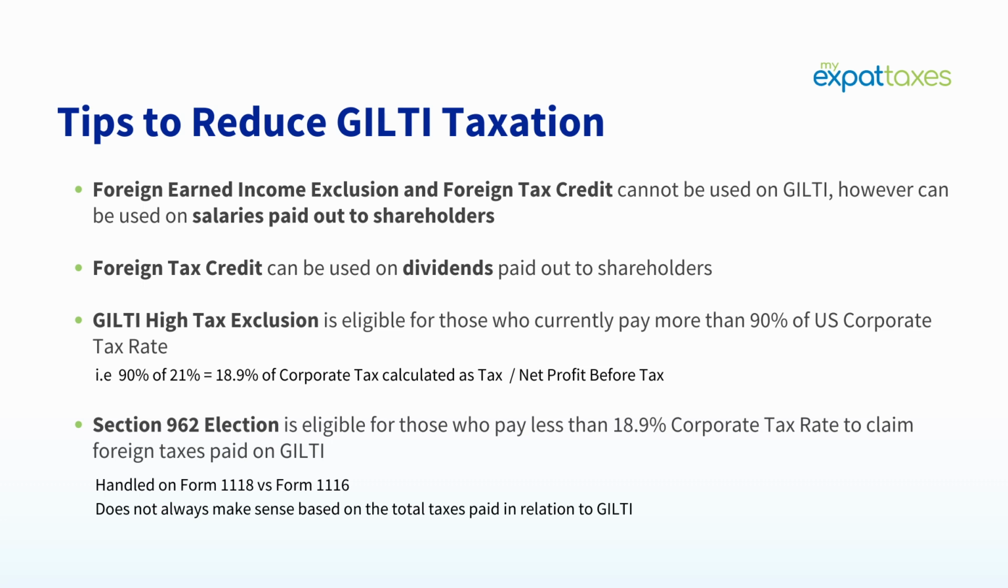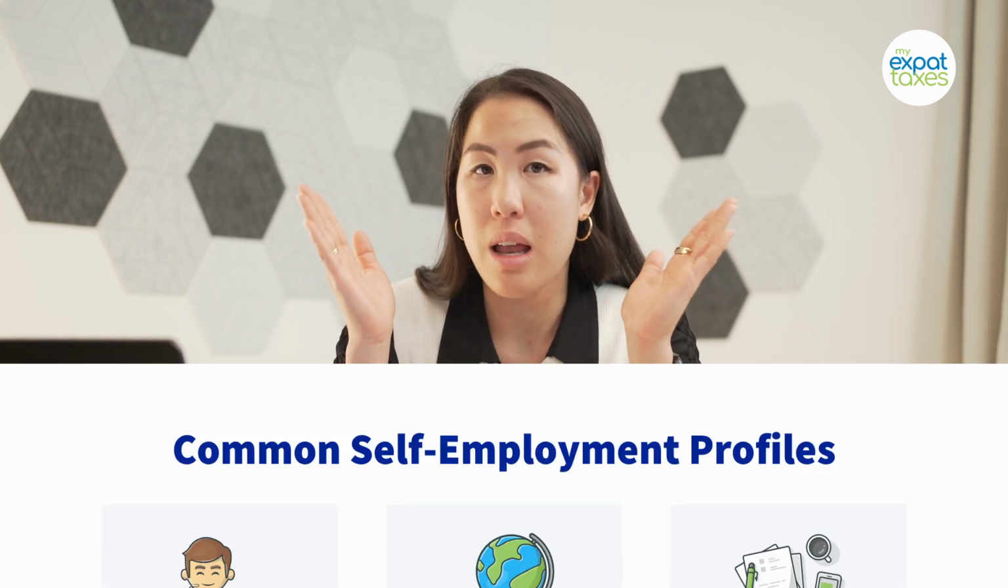And then, of course, I kind of alluded to it, there is this Section 962 election. You can do that, and what you will basically do is elect your company to be a domestic company, and then you can claim some portion of your foreign tax credits that you pay at the company level. It doesn't always make sense, so it's something that really has to be modeled and looked at. However, it is an option.